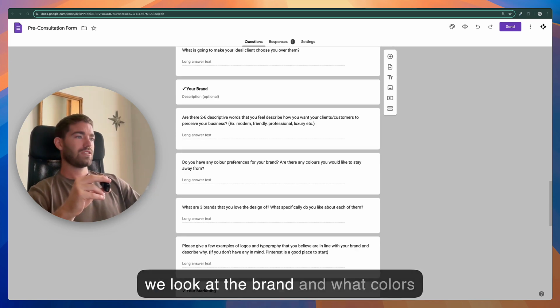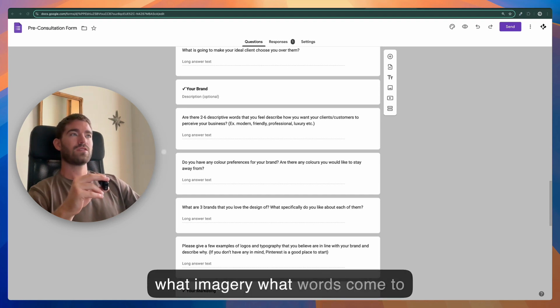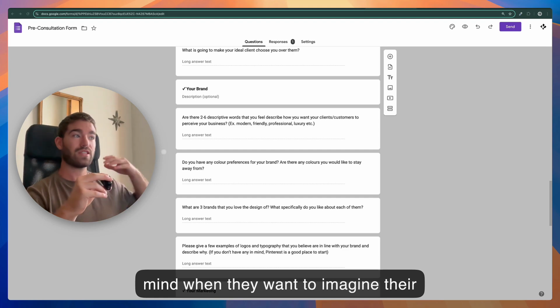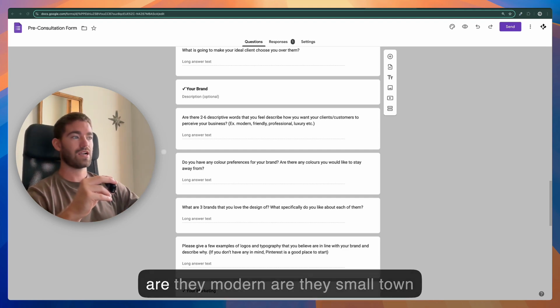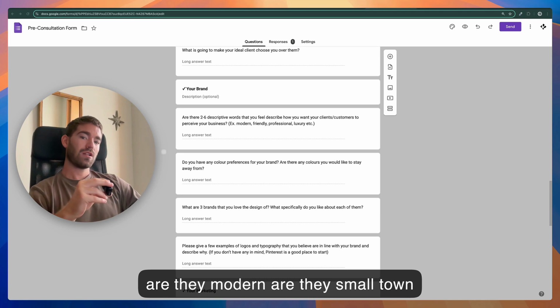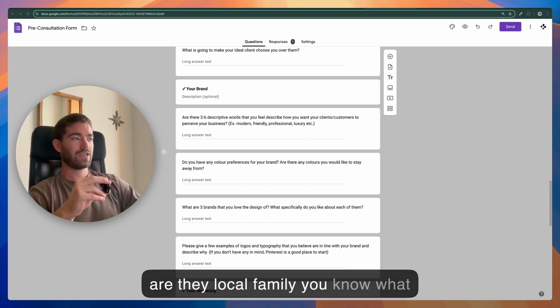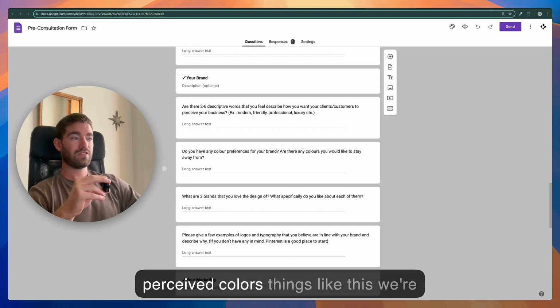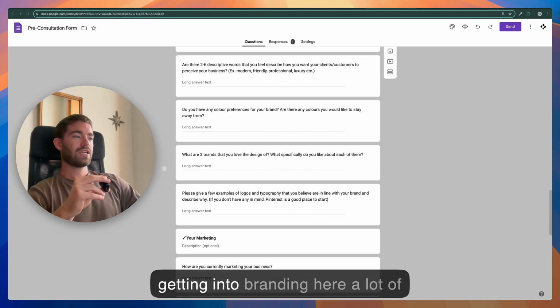Then we look at the brand. What colors, what imagery, what words come to mind when they want to imagine their brand. Are they luxury? Are they friendly? Are they modern? Are they small town? Are they local family? You know, what kind of words can we use to describe the business? How do we want to be perceived? Colors, things like this. We're getting into branding here.